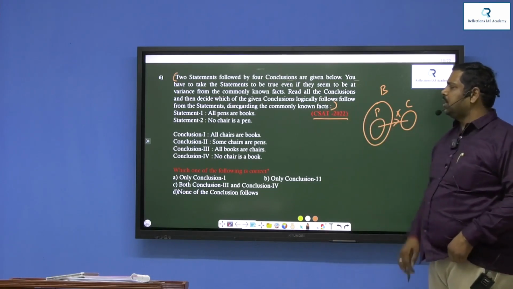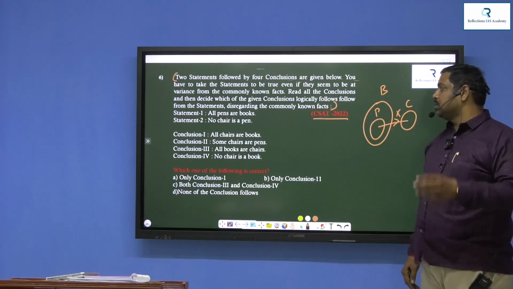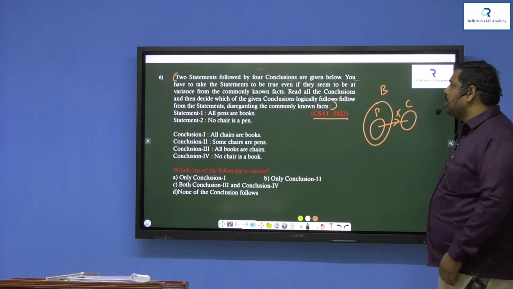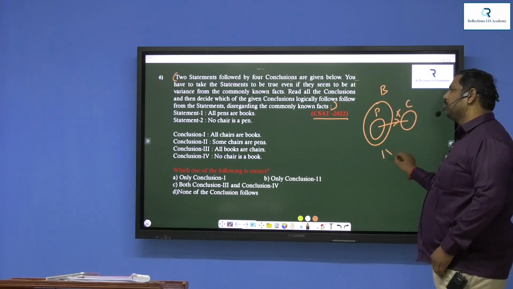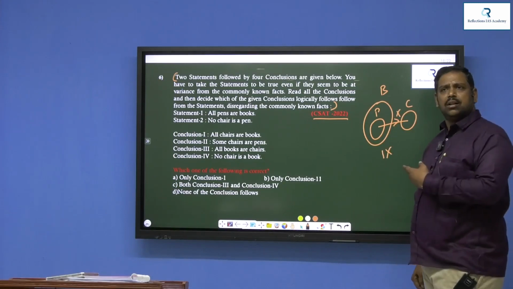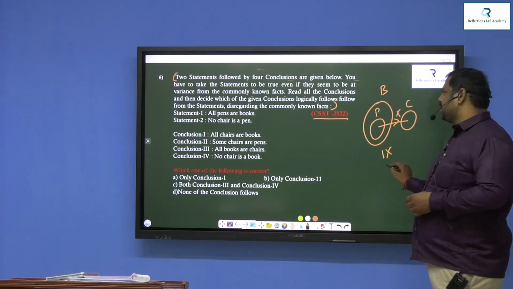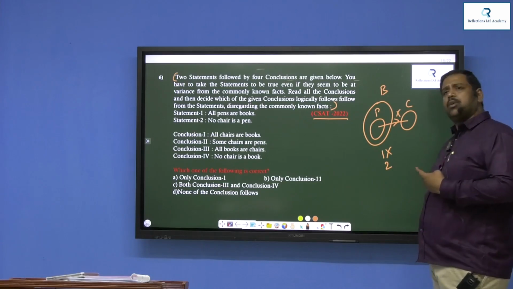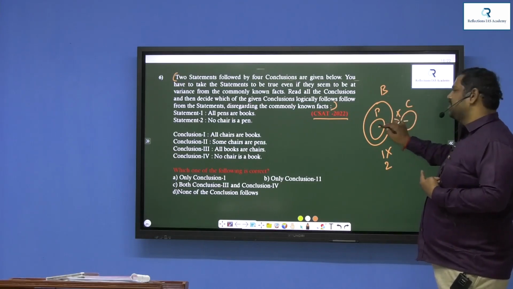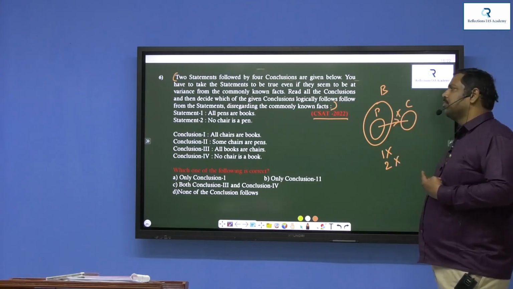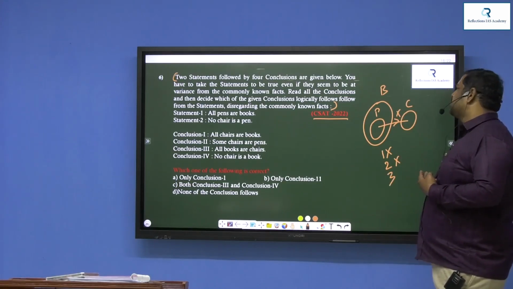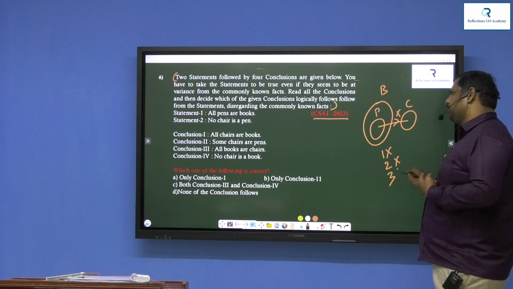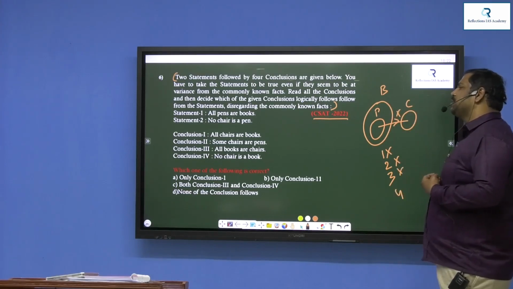How many conclusions do you have here? 4 conclusions. Oh, super. All chairs are books. First one is yes or no? No. Why? Because definite positives are from the basic, I am unable to conclude. Second one, some chairs are pens. Definite positive, I am unable to conclude. Yes or no? Okay. Third one, all books are chairs. Oh, no. Fourth one, no chair is a book.